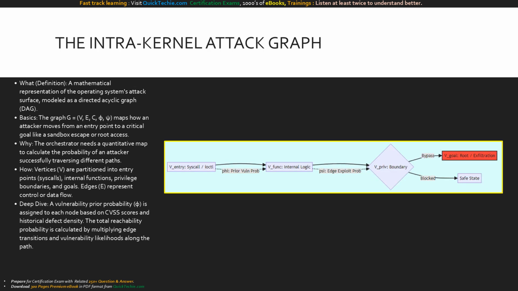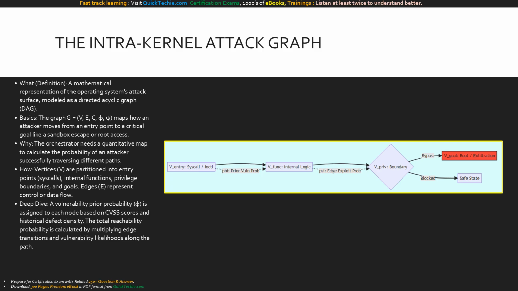To play the game, we need a game board. In VCAO, this is the intra-kernel attack graph. What is this? It's a directed acyclic graph that mathematically maps the operating system's entire attack surface. The graph is defined as G equals (V, E, C, phi, psi). The vertices, V, represent the building blocks of the OS, entry points like syscalls, internal functions, privilege boundaries, and ultimate attacker goals like root access. The edges, E, represent how data and control flow between these nodes.